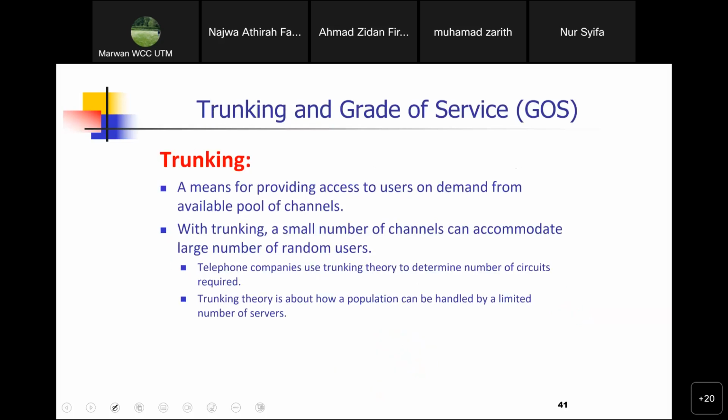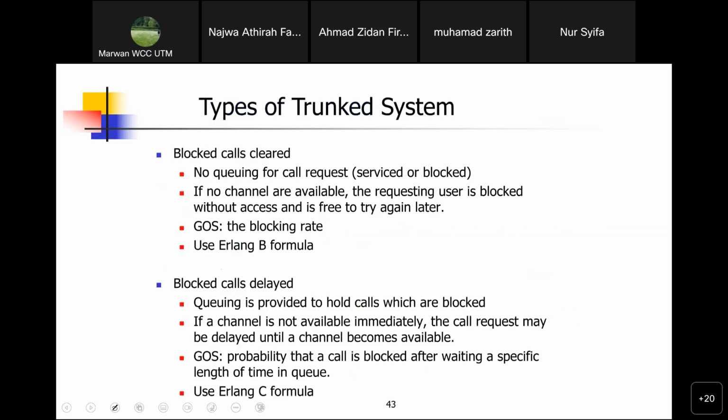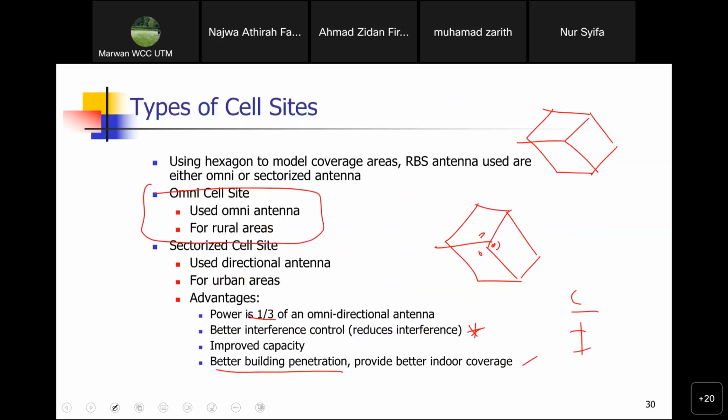Then another part that we did last week, how to increase the number of users. Once you know the number of users per cell, you can use trunking to even increase the users. Okay, so I think that's finished. Any questions?